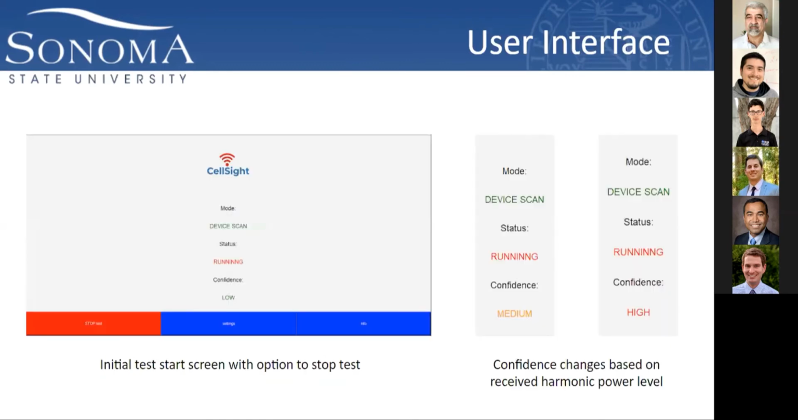So this is just another example of it running in a test mode. In this case, you can see it just has test indicators if it's running, and then shows the confidence level of detection: low, medium, high. In the settings button, you can set different thresholds for the level of confidence. So you could say a 3 dB increase, a 5 dB increase, a 12 dB increase, and that will allow you to adjust for whatever your situation is.